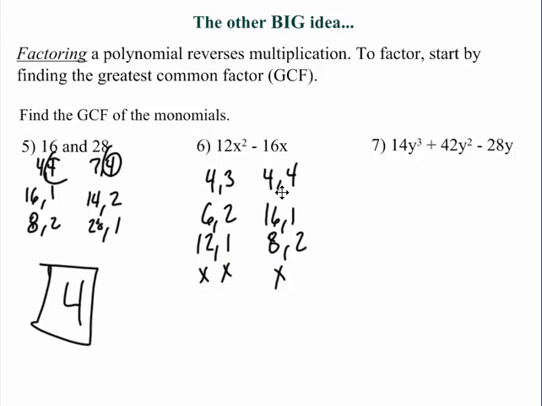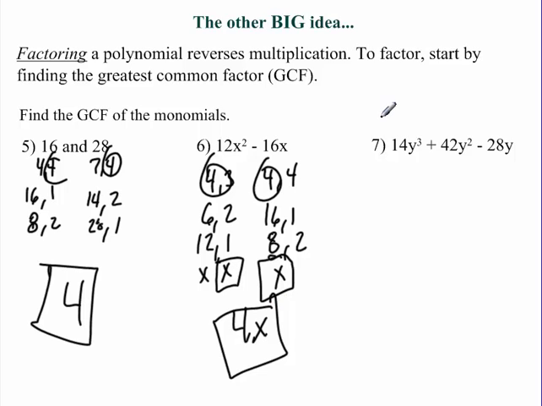So the greatest common factor is going to be 4, and 1x. Here's 1 here, here's 1 here. So the greatest common factor is 4x, okay? So I take a 4 out of both of those, and I could take an x, 4x out of both of them. Okay?